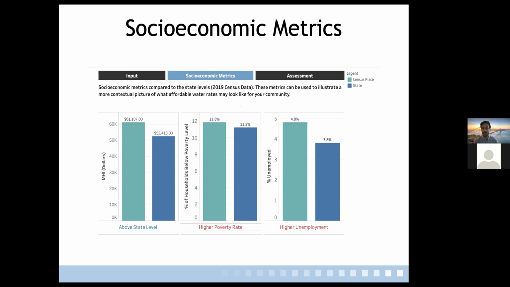So in essence, any effective reduction in disposable income among these low-income households could adversely affect their ability to pay for needed food, heat, medical care, in addition to water. Another indicator of affordability that we're showing here is unemployment. This is the number of unemployed people as a percentage of the labor force. In this example, the unemployment rate is also higher than the state level. And unemployed persons may not have a stable source of income, which also increases the uncertainty that they would be able to meet or pay their next water bill.